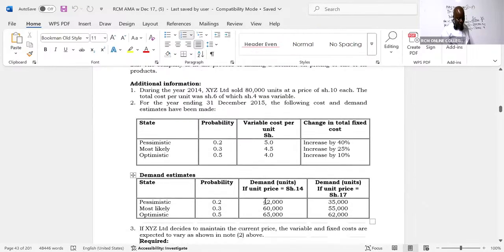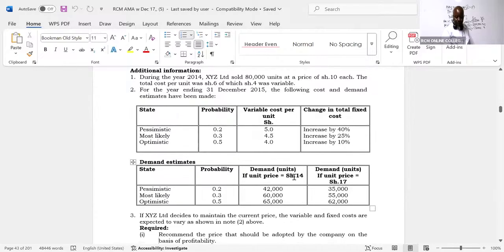Yeah. If we charge a price of 14, under the 3 states, you can see the 3 demand values: 42, 60, 65. Are you able to see that? If we charge 17, again, you can see there.